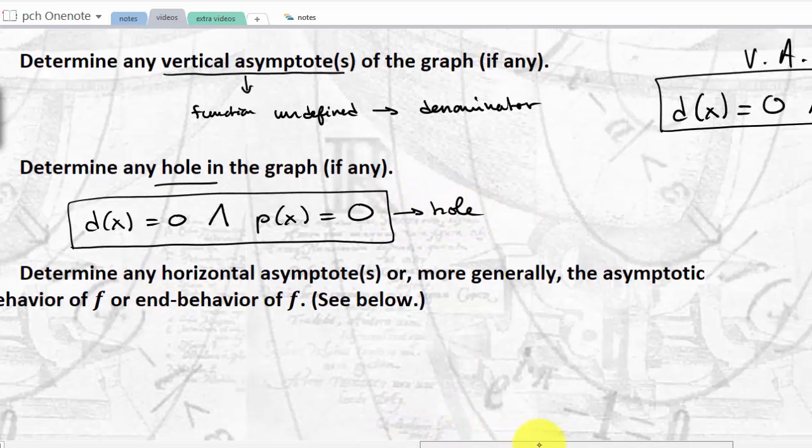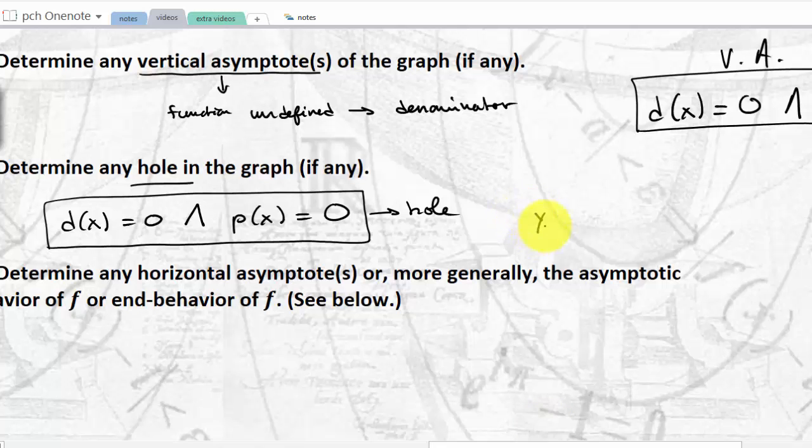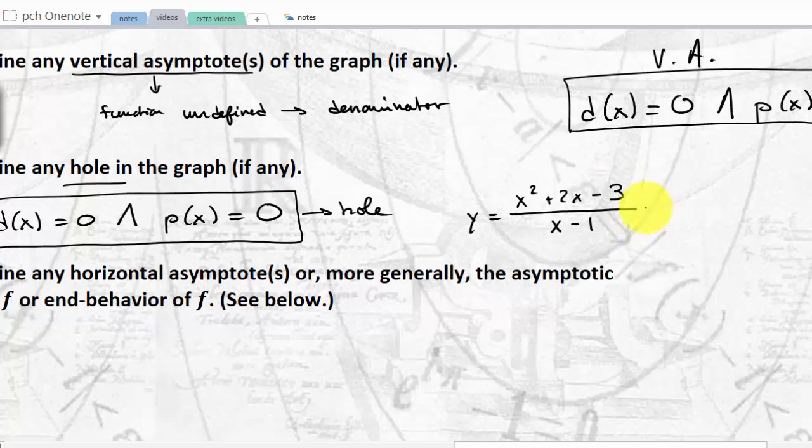How does it work? Let me show you a quick example. Suppose we take the function y equals (x squared plus 2x minus 3) over (x minus 1). So this function, the first thing I do whenever I have a rational function, I factor it, right? So you can factor that as (x plus 3)(x minus 1) over (x minus 1). And there you see right away that x minus 1 is a factor of the numerator and denominator. It's a 0 of both.